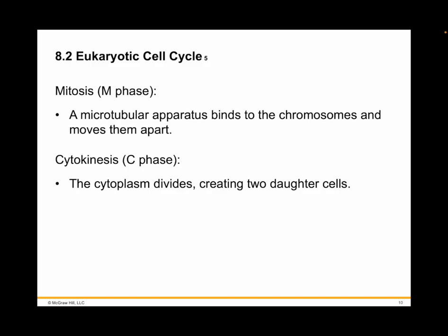So by way of M phase in mitosis, which is continuous but can be thought of as occurring in 4 phases, a microtubular apparatus binds to the chromosomes and moves them apart. The 4 phases of mitosis are prophase, metaphase, anaphase, and telophase. And then there is C phase, or cytokinesis. This is where the cytoplasm divides, creating 2 daughter cells.